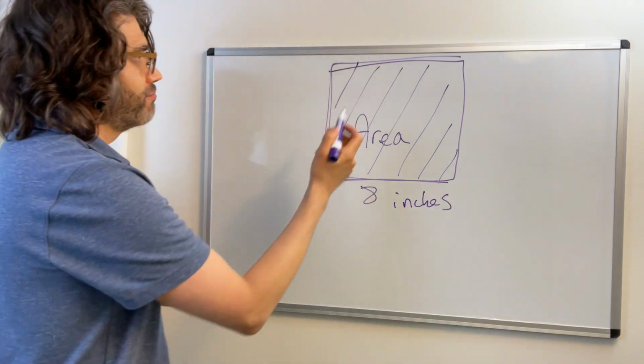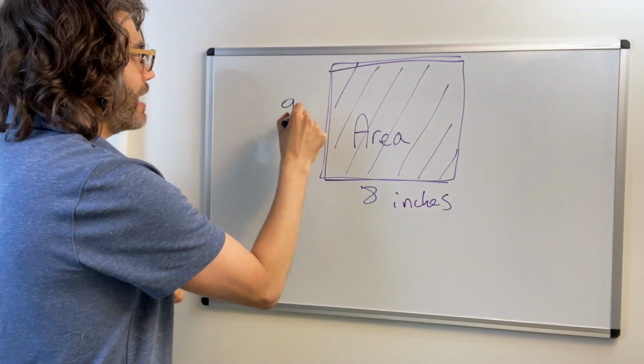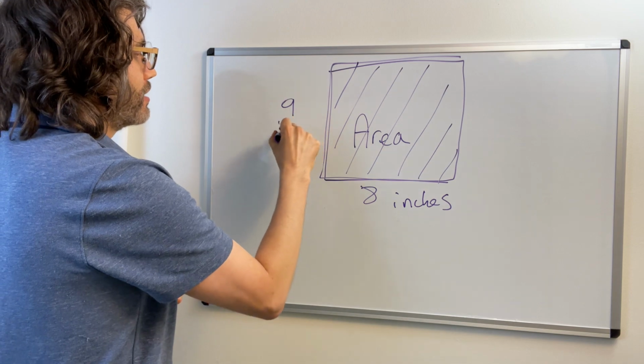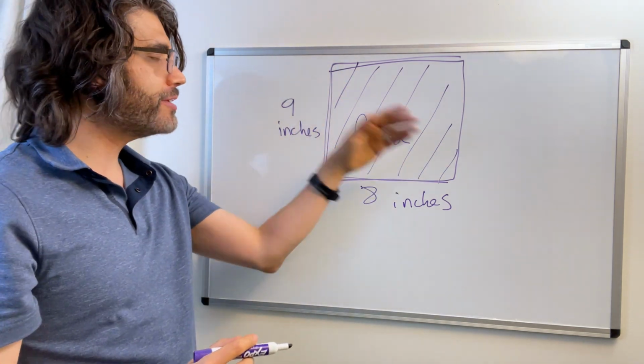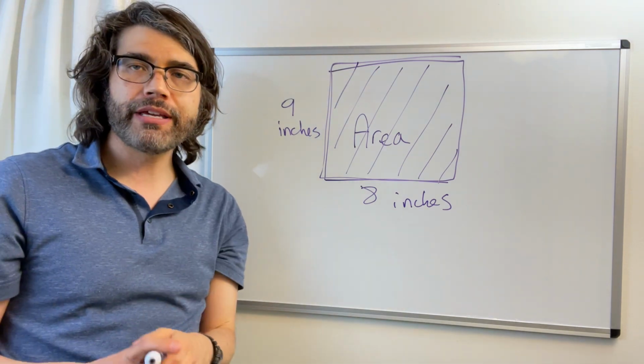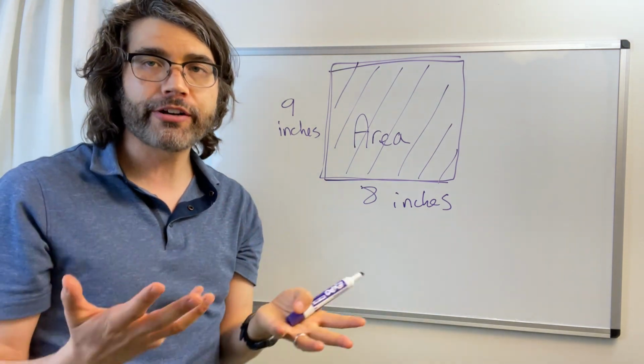So length is just measured in distance, like inches, like this could be 8 inches this way, and I don't know, maybe like 9 inches tall. But then the area is actually going to be in units that are square units.